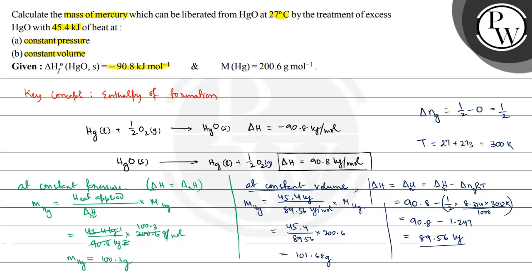So if we conclude, then the mass of mercury at constant pressure is 100.3 grams, and mass of mercury at constant volume is 101.68 grams. This is the required answer, and I hope you understood the concept well.